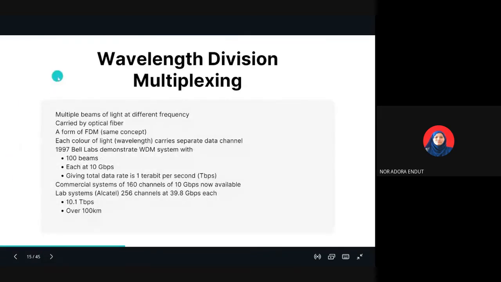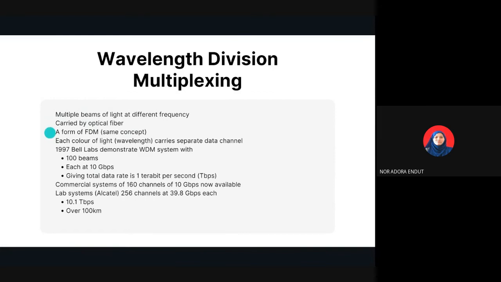Another example of an analog signal multiplexing adalah wavelength division. Wavelength ni particularly untuk bila kita hantar laser beams. Kat mana kita guna? Kita guna dekat optical fiber, sebab dia tak guna electromagnetic signal, dia gunakan light signal. So basically dia akan measure the peak of the analog signal for different frequency. So it's basically a form of frequency division multiplexing.